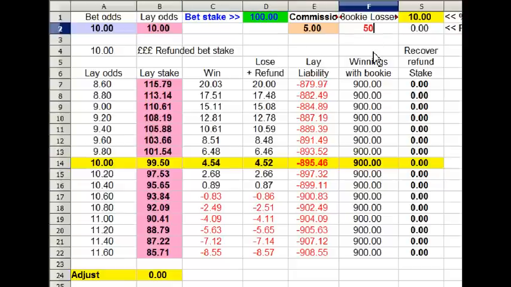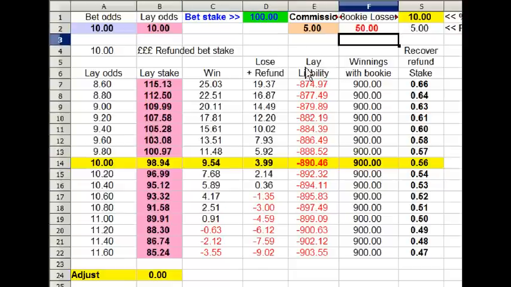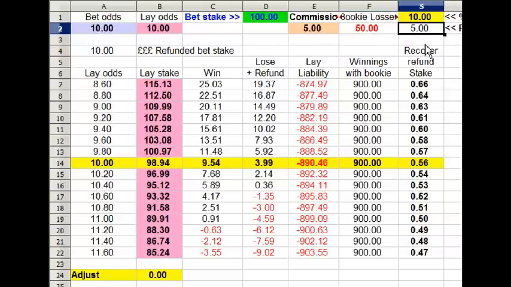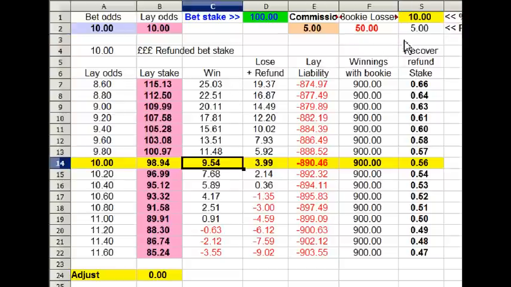Say we've lost £50 on our previous one. Now that loss there, now we've got a refund amount from losing that £50 in with the bookie of £5, and we don't want to lose that. So the sheet biases the staking so that if we hit a winner, we win back that £5.